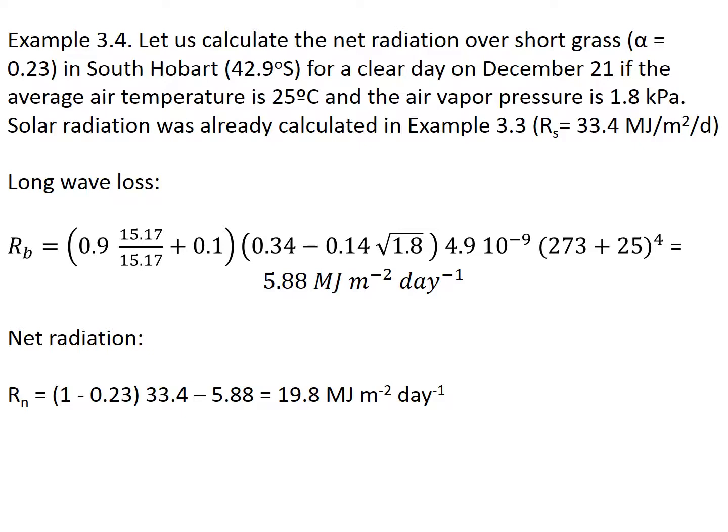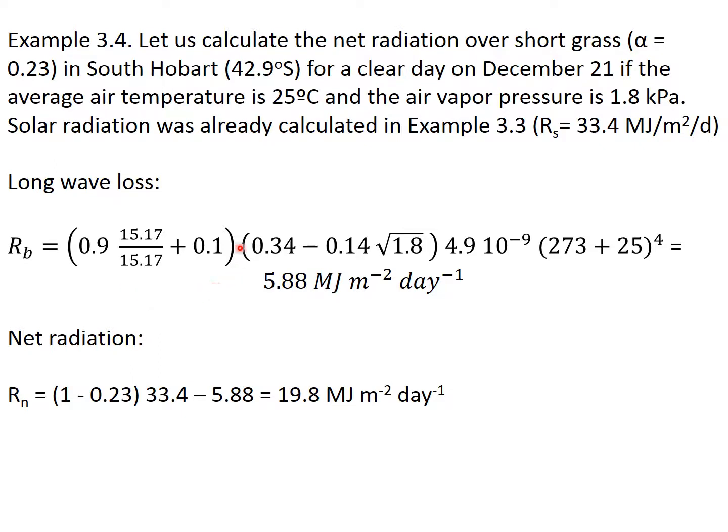Let us calculate that would apply to December 21st. Let us calculate the net radiation over short grass, which has an albedo of 0.23, if the average air temperature is 25 degrees, and the air vapor pressure is 1.8 kilopascal. First, we calculate long wave loss, and we apply this equation, Rb.